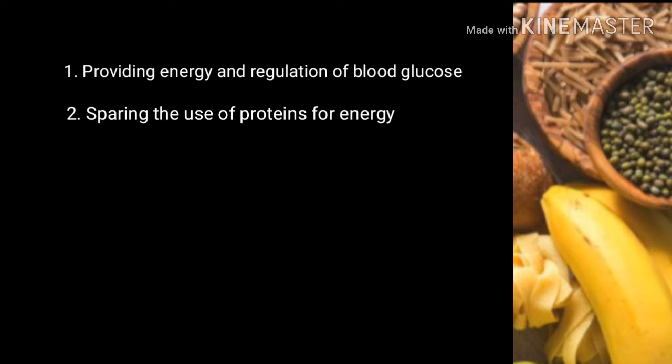Protein sparing is the process by which the body derives energy from sources other than protein. There are such sources like fatty tissues, dietary fats, and the carbohydrates. Using these alternate energy sources lessens the amount of amino acids that will be metabolized for energy.